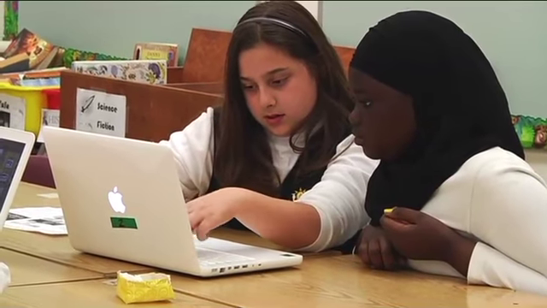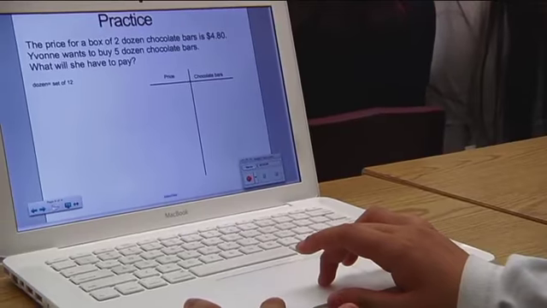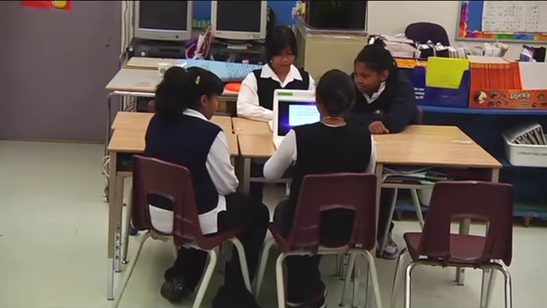Students work individually or in pairs to practice and apply the tools, strategies, and concepts from the lesson. Practice problems are designed to be similar in structure to the lesson problem, allowing an opportunity for students to consolidate their learnings.